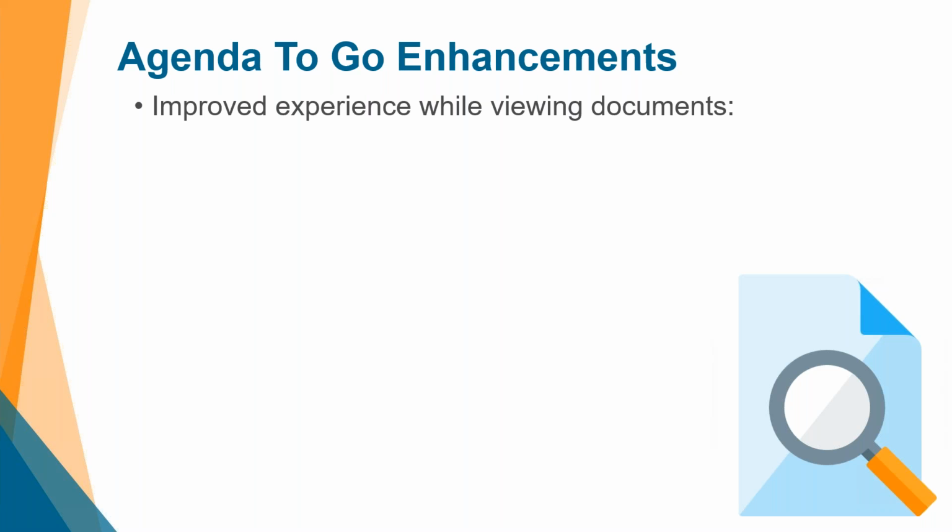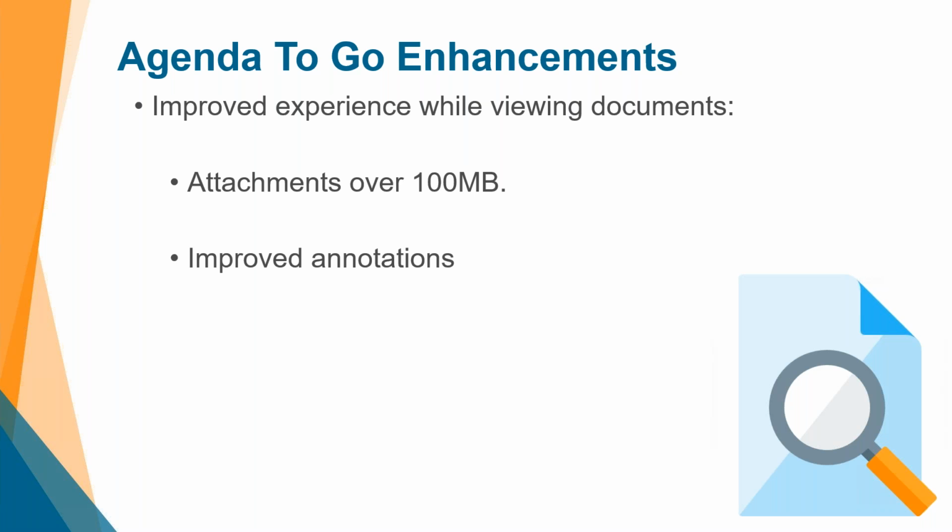So the Agenda to Go enhancements. Agenda to Go has been improved in many ways. While viewing documents with Agenda to Go, users have the capability to view larger files over 100 megabytes. They're also able to modify annotations by using the undo, redo, and delete features.